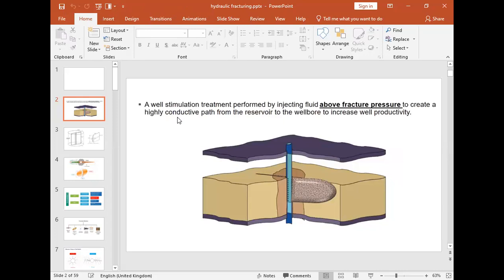Okay, so in this process, what is usually obtained is a fluid that is mixed with proppant injected into the reservoir at a pressure that is higher than the fracture pressure of that reservoir. This is done in order to create a highly conductive path within the reservoir that will ease the migration of fluids from our reservoir into the borehole.